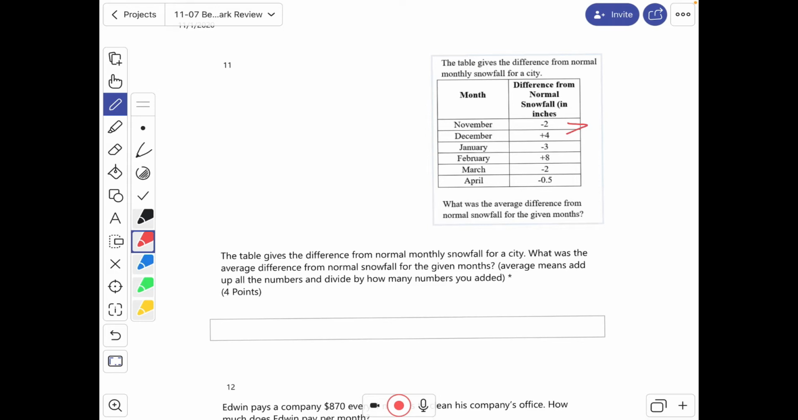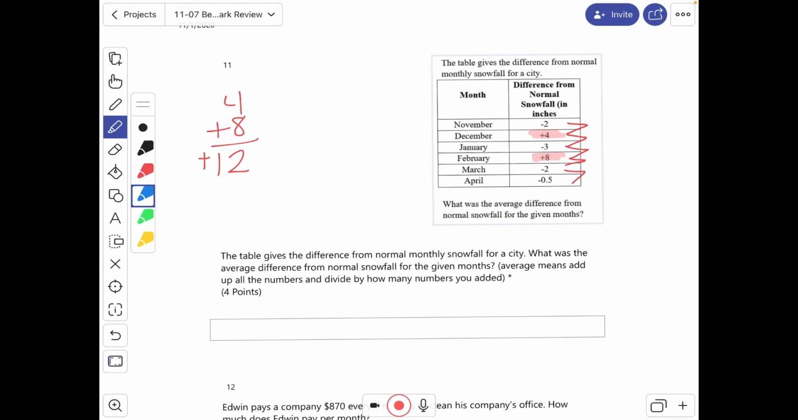You can either take 2 numbers at a time, or we can put all the positives together and then all the negatives together. I'm going to go ahead and put all the positives together and then all the negatives together. So I have positive 4 and positive 8. Together, 4 plus 8 makes 12. So that's positive 12. And then I have negative 2 plus negative 3 plus negative 2 plus negative 0.5.